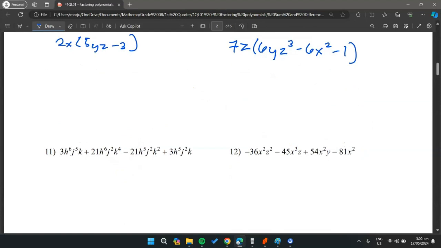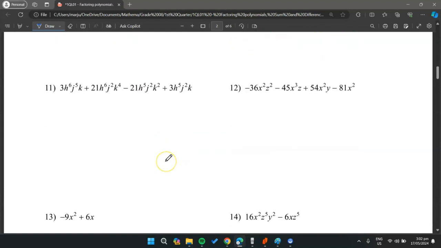Number 11 is a lot. So we have a common h, hjk, hjk, hjk, hjk. So we'll try to do that. We have h, j, and then k. What is the lowest power for h? We actually have 5. So this is 5. What about for j? J we have squared. Then for k, we have lowest exponent is just k.